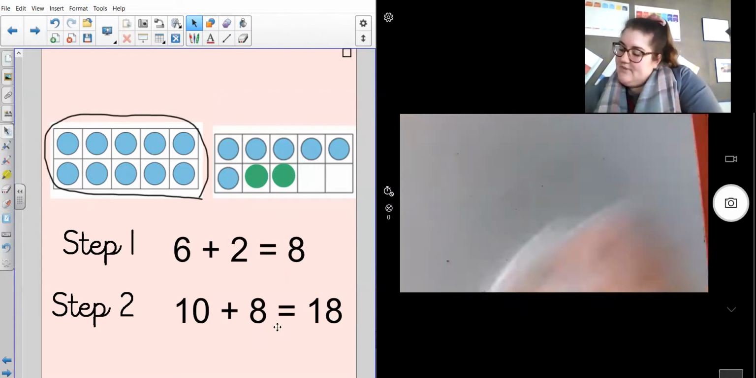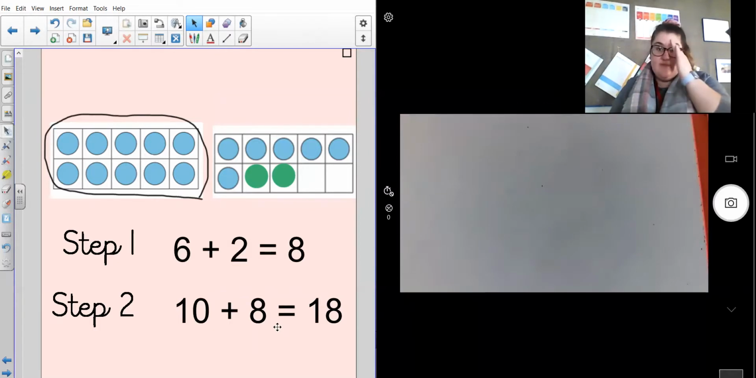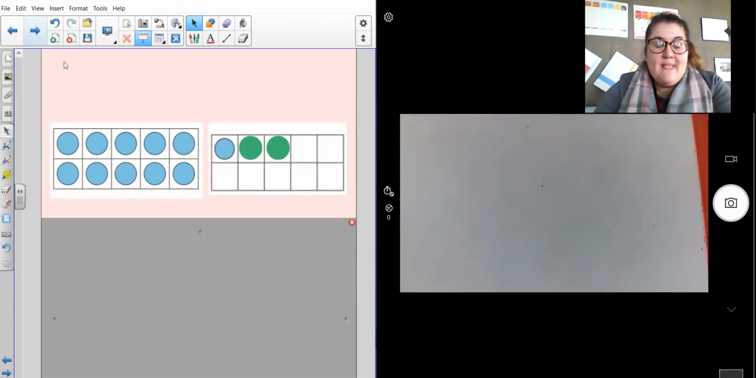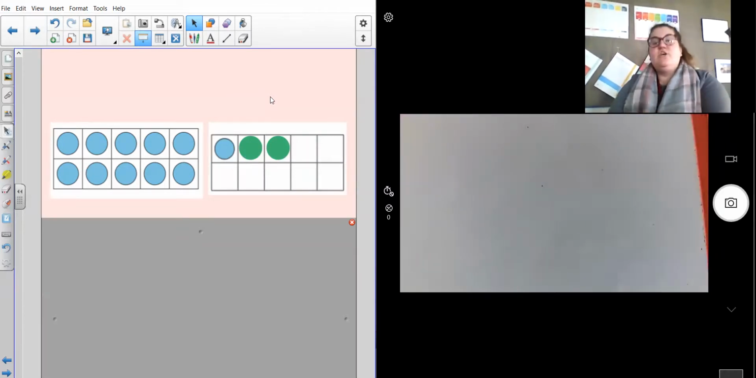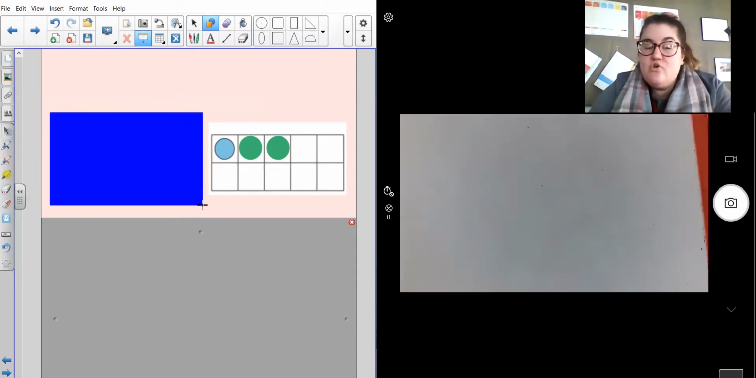So it might seem a little bit tricky at first, but once you get used to adding the ones first, it becomes very, very easy, okay, and quite simple to do. So let's have a look at this one. The first thing I need to do is to add the ones, okay? So again, I'm going to ignore the tens. I'm going to ignore them because right now I want to focus on the ones.